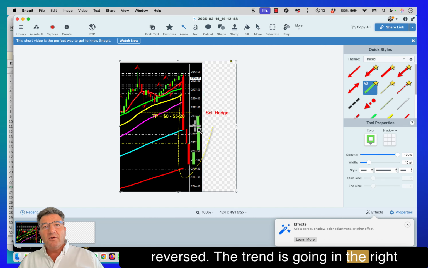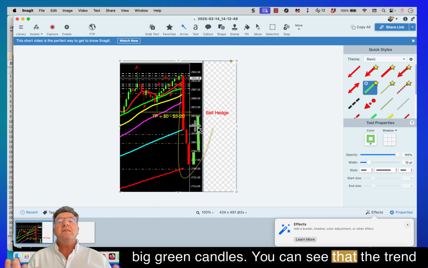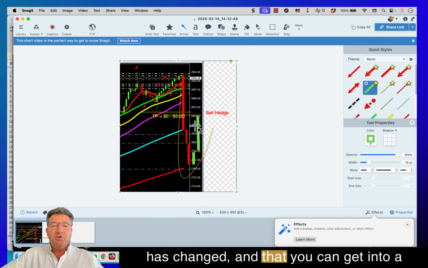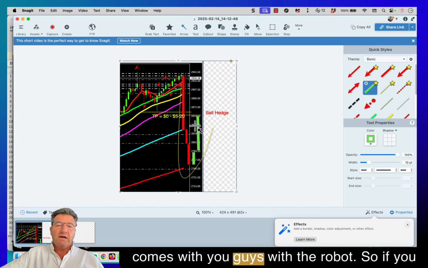The trend is going in the right direction. We're going north again. We've got big green candles. You can see that the trend has changed and that you can get into a better position. Now, this is where the challenge comes with you guys with the robot.